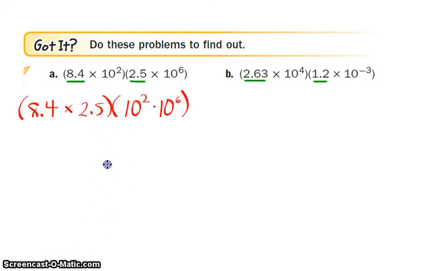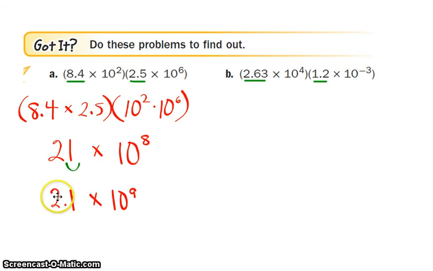So I wanted you to rewrite the problem with the 8.4 and the 2.5 together, and then you put your powers of 10 together. So if you use your calculator, 8.4 times 2.5 is 21. 10 to the second times 10 to the 6th, we add our exponents, we get 10 to the 8th. The problem is 21 is not written in scientific notation. Okay, we have to move that decimal point that's right here over 1. And when we do that, we have to change our exponent as well. So our final answer here is 2.1 times 10 to the 9th. Again, we moved this over 1, so we have to add 1 here.